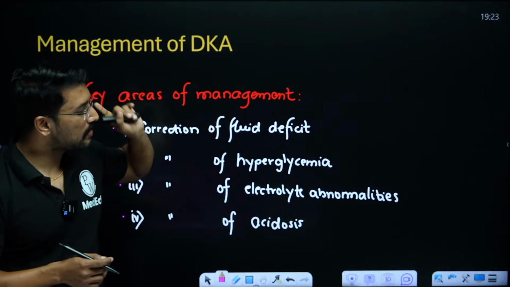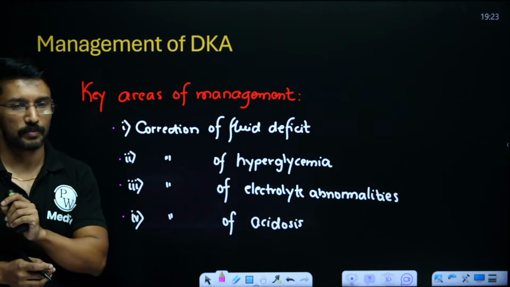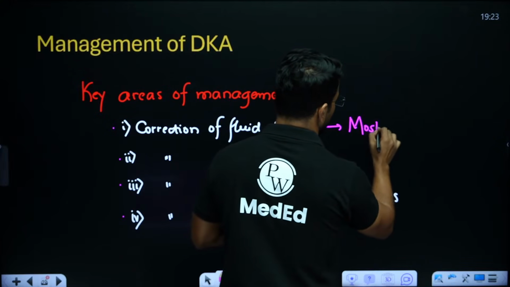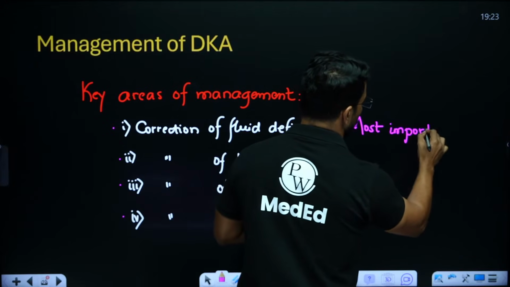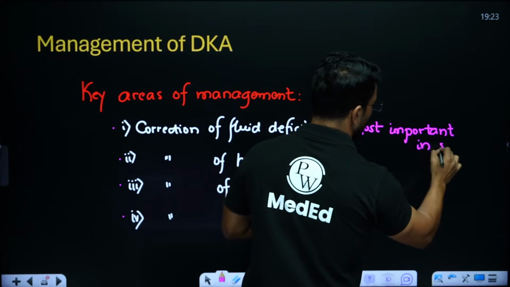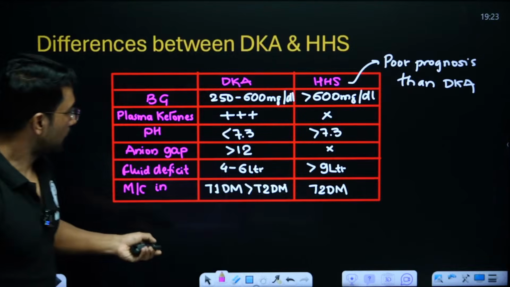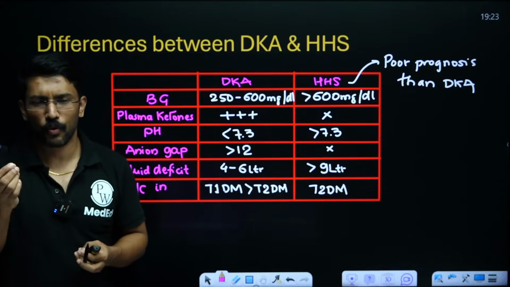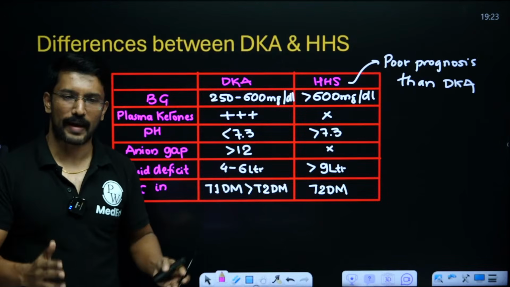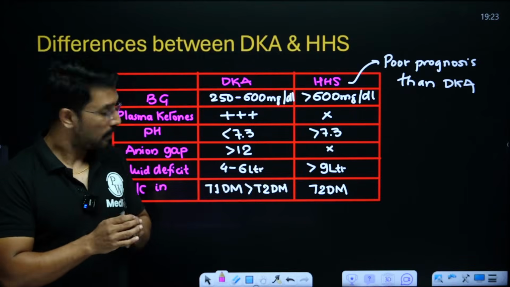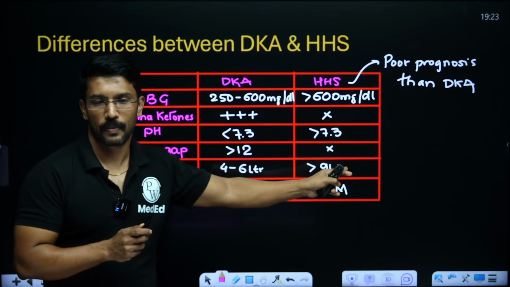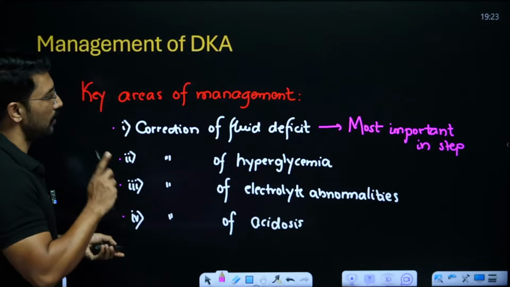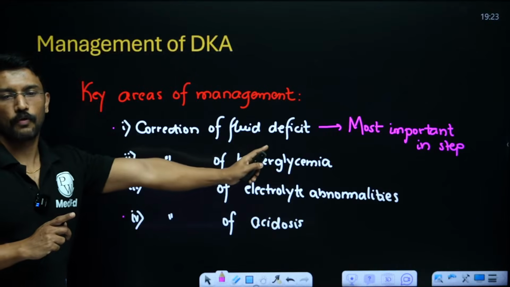If you ask me what is the most important or the first step in management of diabetic ketoacidosis, this is it. The fluid deficit management is the most important step in the management of DKA. Why? Because they have lost 4 to 6 liters of body fluids. HHS patients would have lost 9 liters of body fluid. So they are prone to develop hypotension, shock, collapse, and die. If you want to save them, first thing is that you have to fill this fluid deficit. After that, control the glucose and the rest of the problems will get sorted. So the primary and most important step is correction of fluid deficit.